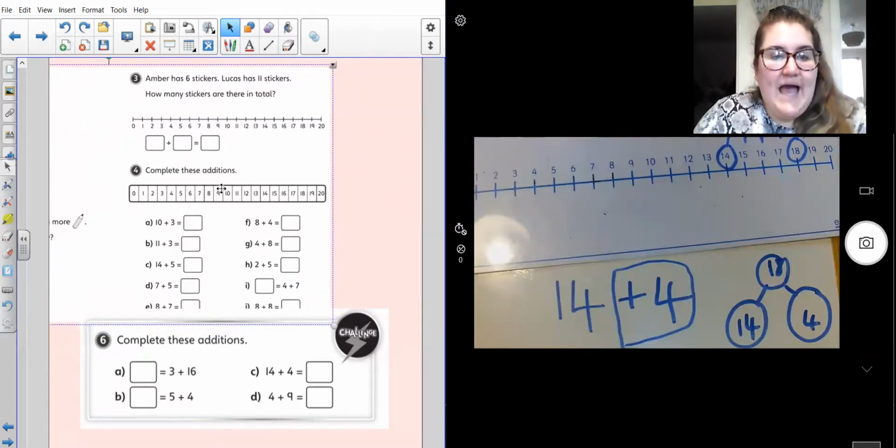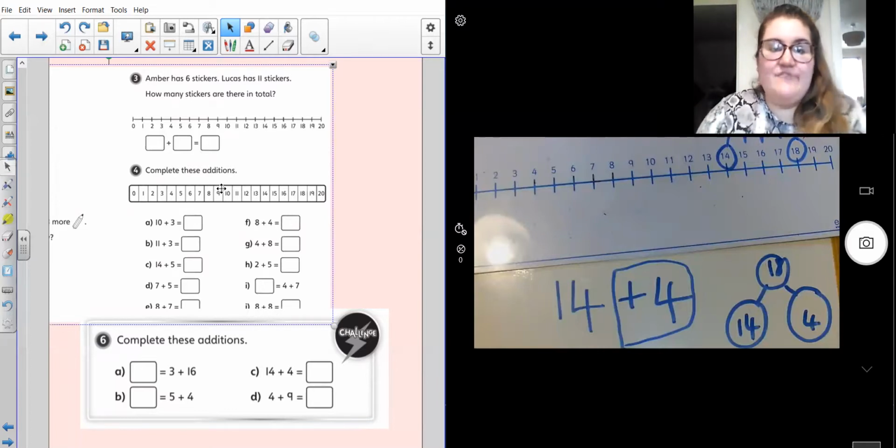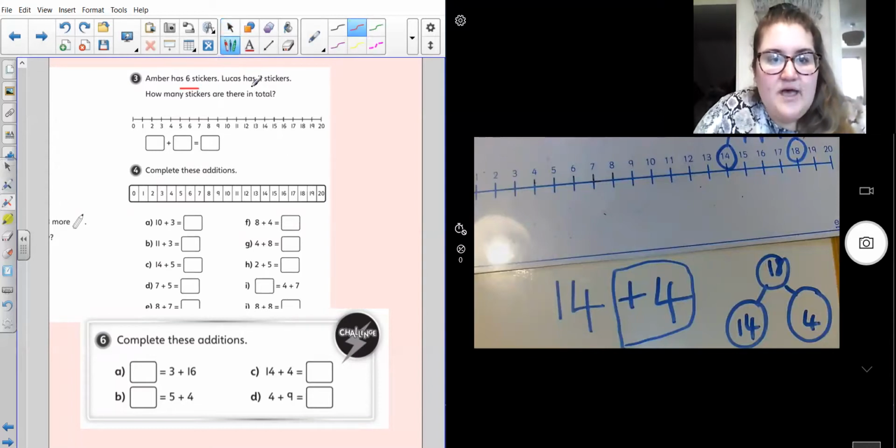Number 3, Amber has 6 stickers. Lucas has 11 stickers. How many stickers are there in total? So your first part, you've got 6 and you are adding 11 more. Make sure you use your pen, or your pencil, to pick out those key bits of information. Always pick those out first because it will help you when you come to solving the problem.